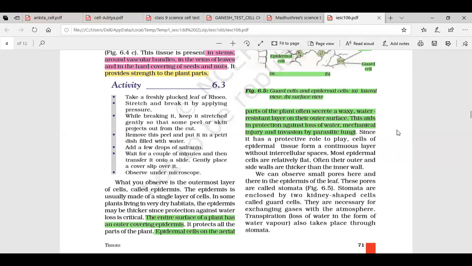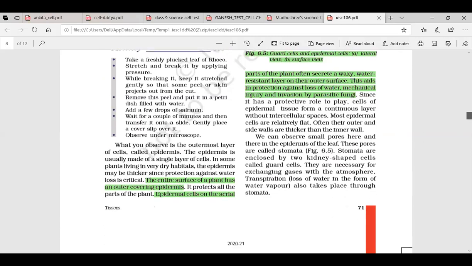Mechanical injury means any abrasions, for example from wind. When the wind is blowing, it would otherwise cut the surface. Then invasion by parasites: due to the waxy layer, any microorganism will stick to that wax but won't enter inside. So infection of the plant is prevented. Is it clear? Keep on underlining whatever I'm highlighting.